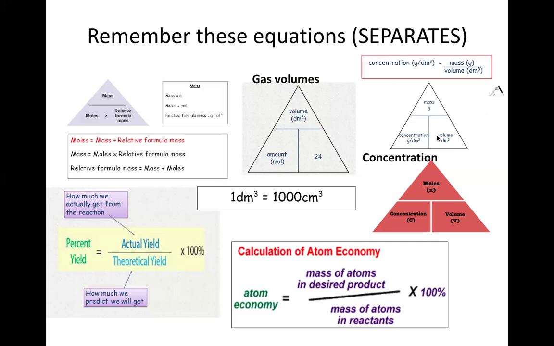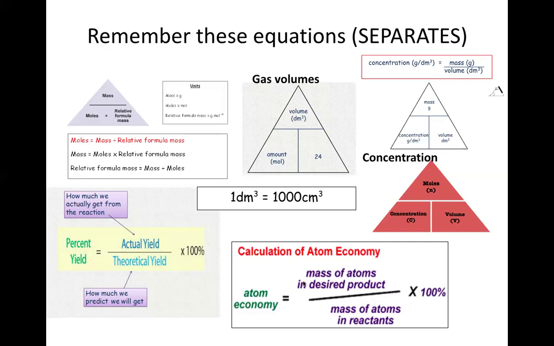Concentration, we've already looked at on the previous slide. Remember, this slide is separate science only. Your gas volume is your volume at the top here, the amount in moles, and 24 down here. Again, same way of using the triangle, cover up what you're looking for, and then you've got the other two values there: division, division, multiplication sign. Conversion: 1 decimeter cubed is the same as 1,000 centimeters cubed. And then concentration, I think we've done this one before. If you're given in a question moles, concentration and volume, you need to put those together and manipulate them. Your triangle is here.